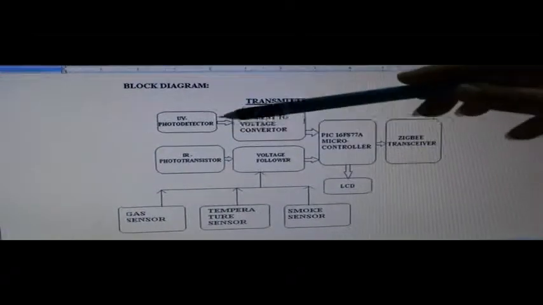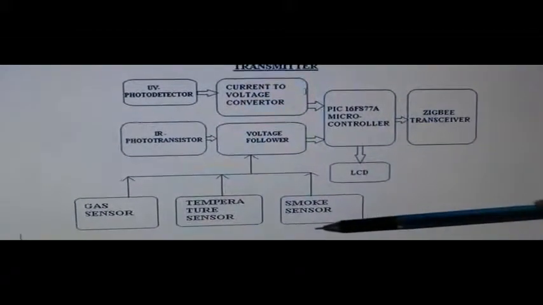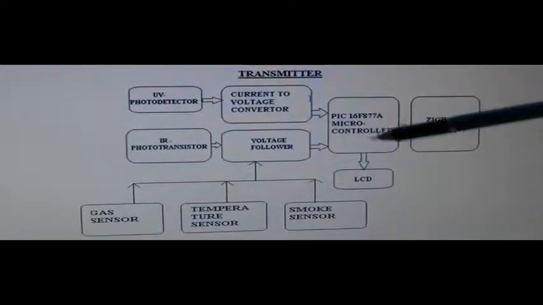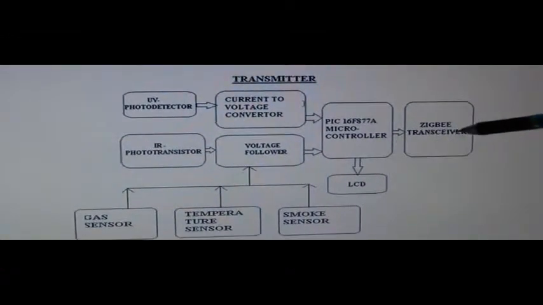Here we have the UV photo detector, IR phototransistor, gas sensor, temperature sensor and smoke sensor. All the details will be collected by the microcontroller and the information will be transmitted to the Zigbee transceiver. The Zigbee receiver will collect the information through wireless communication and the information will be sent to the personal computer through the communication port. Then the messages will be processed, and if there are any abnormalities in the information, the message will be sent to the fire stations or the concerned persons so that they will take the necessary steps to reduce the destruction.